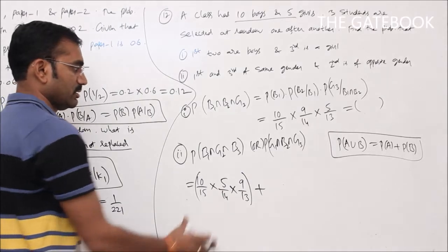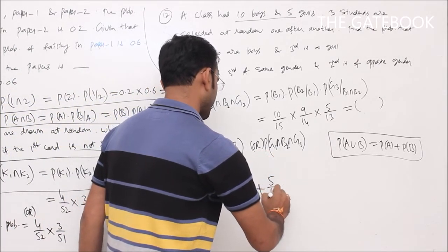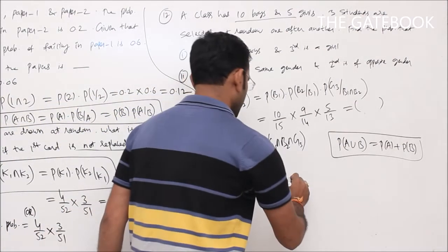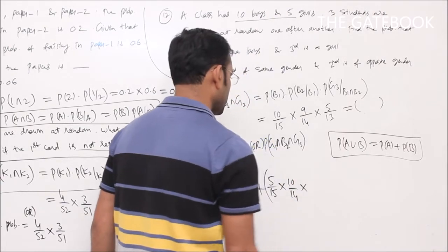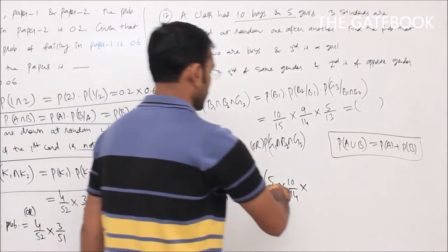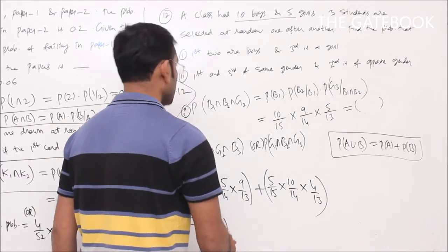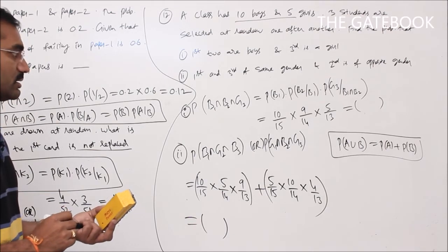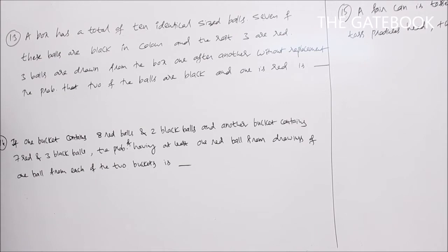P of G1, selecting a girl, so we'll get 5 by 15, into next selecting a boy, 10 by 14 only, into next selecting a girl. So already one girl is gone, so we'll get 4 by 13. Simplify this one, we'll get the answer. That is the probability of first and third of the same gender, and second of the opposite gender.